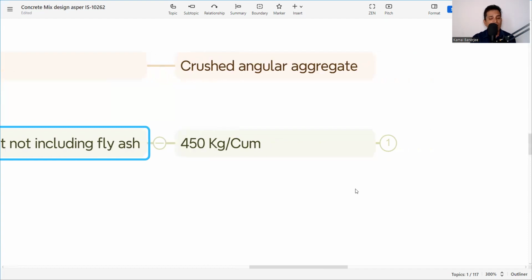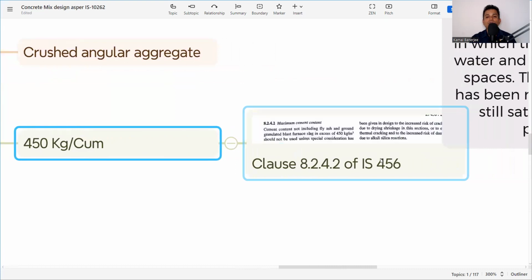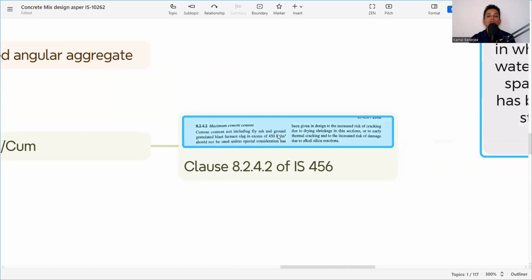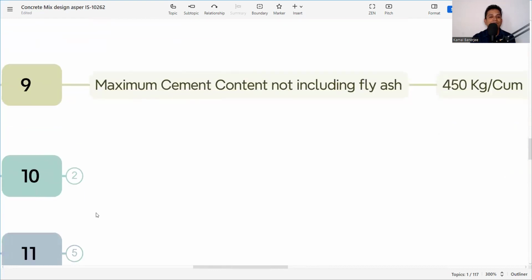And where it is mentioned, I'm not saying this, it is mentioned in clause 8.2.4.2 of IS 456. What is it saying? Cement content not including fly ash and ground granulated blast furnace slag should not exceed 450 kg per cubic meter. So what I understand is that, excluding fly ash or GGBS, which are supplementary cementitious materials, the cement should not exceed 450 kg. So minimum cement content is 320 kg. Now the maximum cement content is 450 kg. That is now fixed. So we will go to the next part.